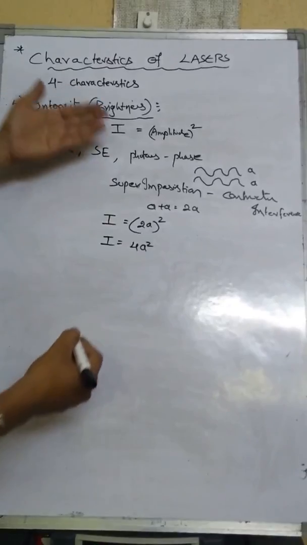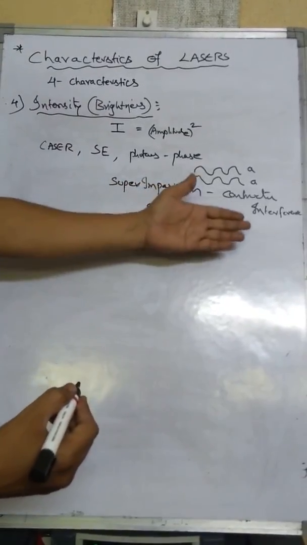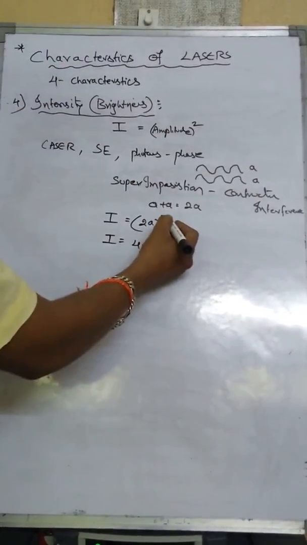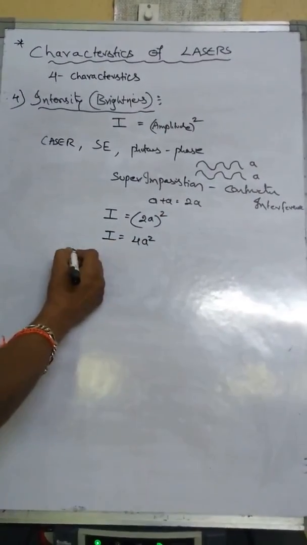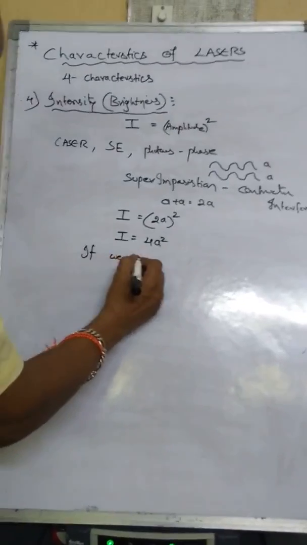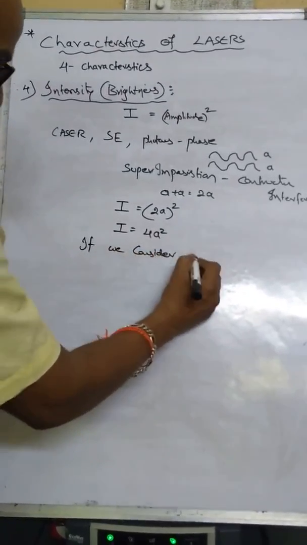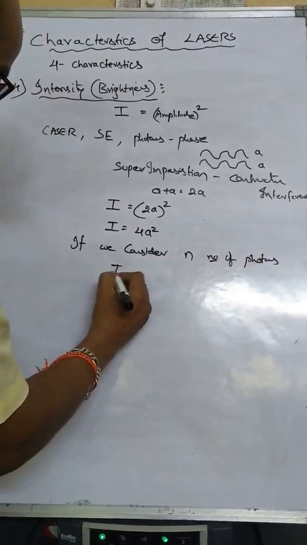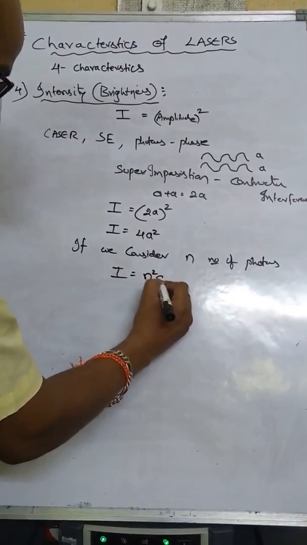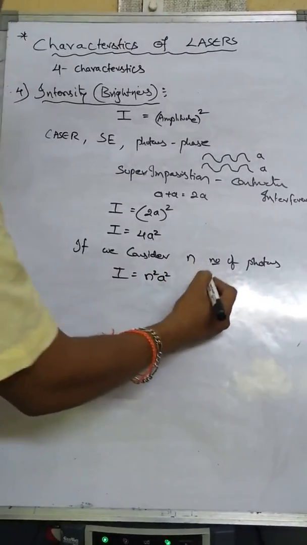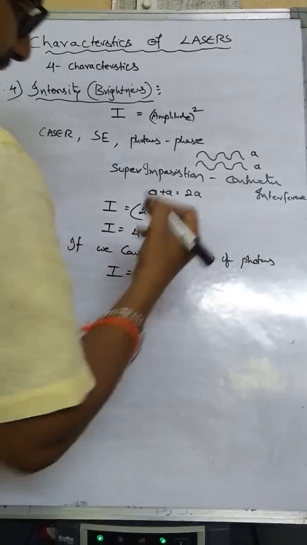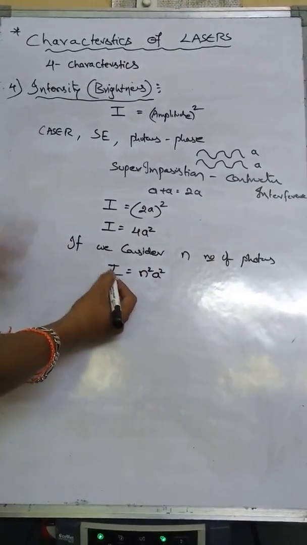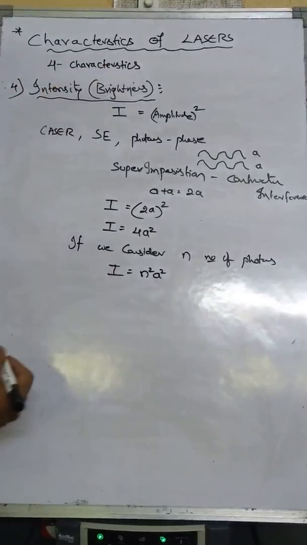If you look at what is happening here, when the amplitudes are gradually added up, the intensity increases due to the square. As a result, if we consider n number of photons, then the intensity equation becomes n square A square, where the amplitude is A plus A and so on for n photons. Therefore I is equal to n square A square. So this leads to enormous intensity, that is, enormous brightness.